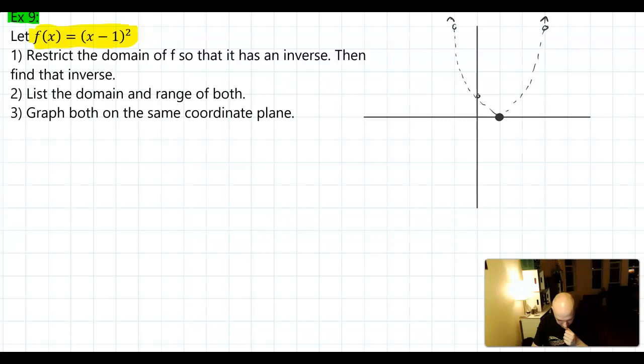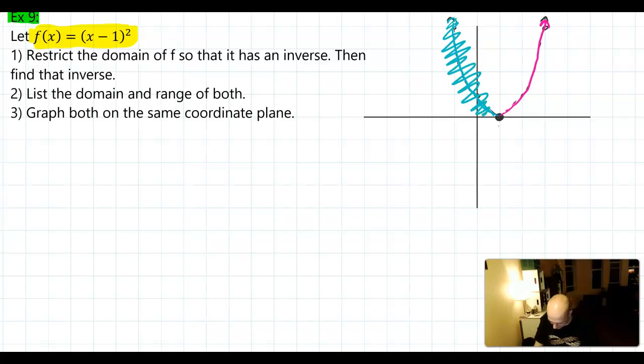And now that I've seen the graph, at this stage I kind of have to pick. I could either select the right half of the function to restrict to, or I could pick the left half of the function to restrict to. I'm feeling kind of right-handed today, so I'm going to pick the right side of the function to restrict to. I'm going to cross out the left half of the function.